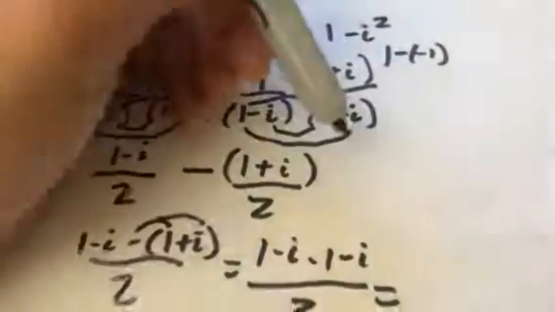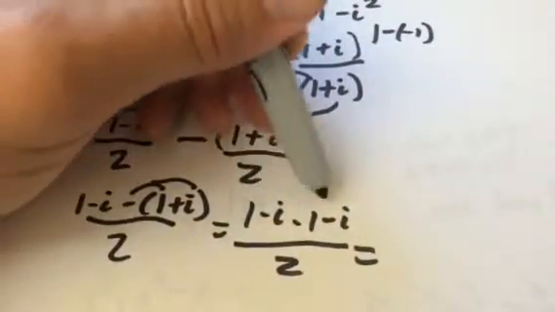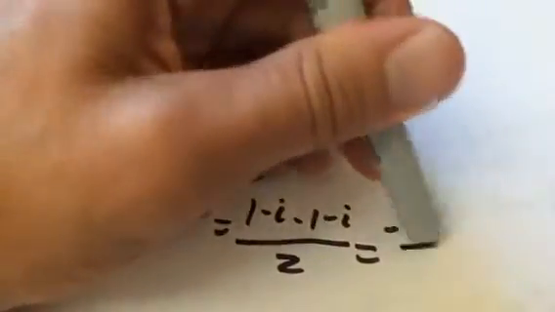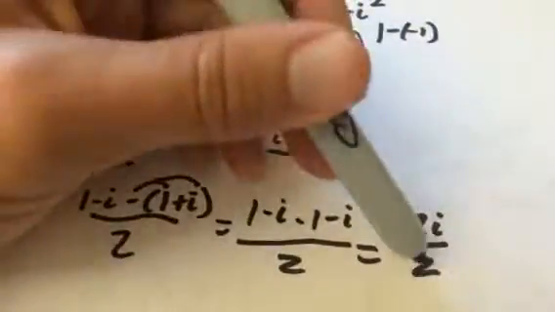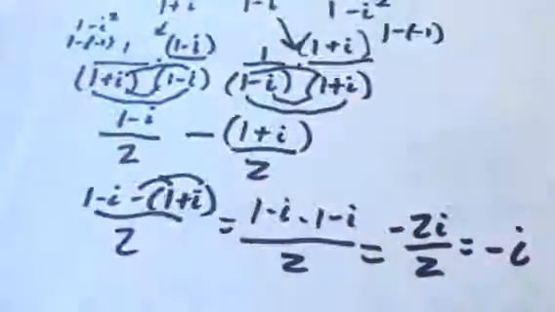1 minus 1 is 0. Negative i minus i is negative 2i. 2 divided by 2 is 1. So it's negative i.